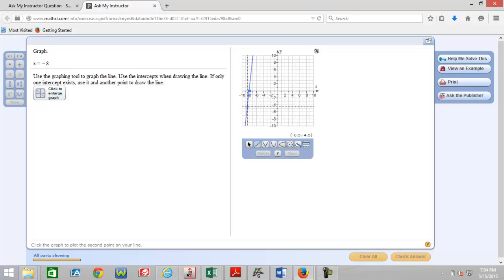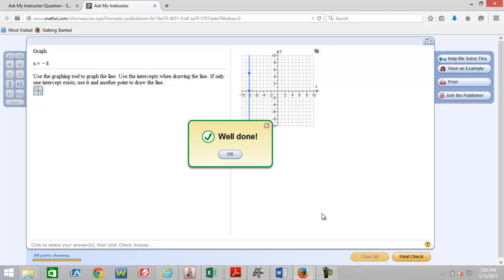Now the key here is you can pick any point as long as the line stays vertical. So for example, right now my second ordered pair is resting at (-8, -4.5). If I want to choose a different value either below or above the x-axis, that's totally fine. But once I've chosen that spot, and it doesn't matter which one, you're going to click, and I'm pretty happy with this, so I'm going to check my answer, and I get a well done.